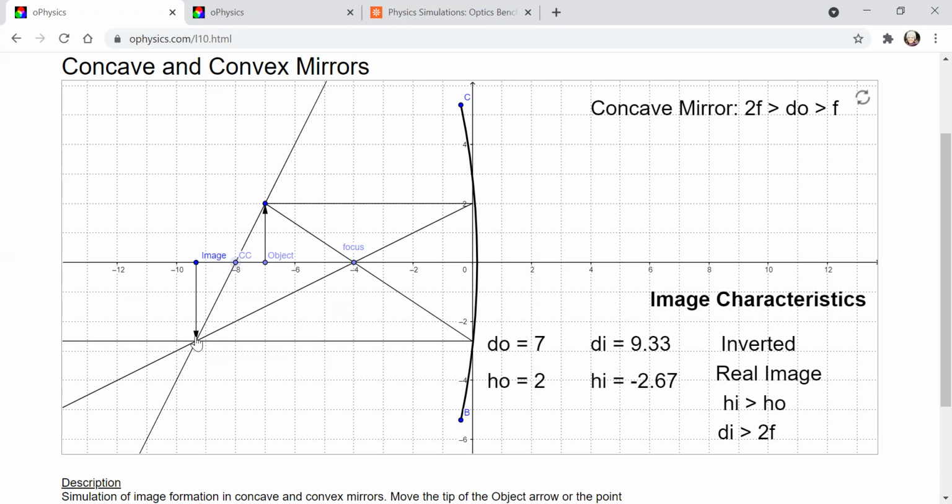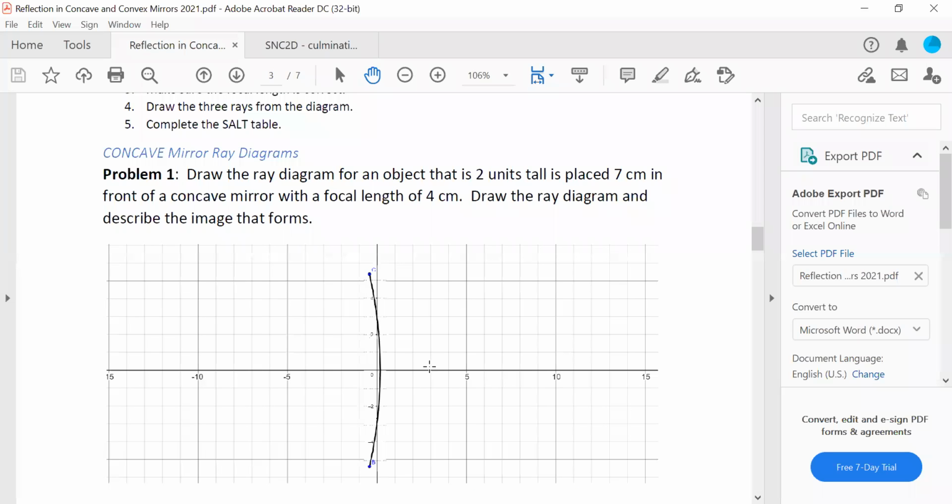All of them intersect at this point. So here is my image. My image is formed from the principal axis down to the intersection point. So you're going to copy this diagram on the sheet. Okay. Any questions so far? You're going to copy that on this handout.